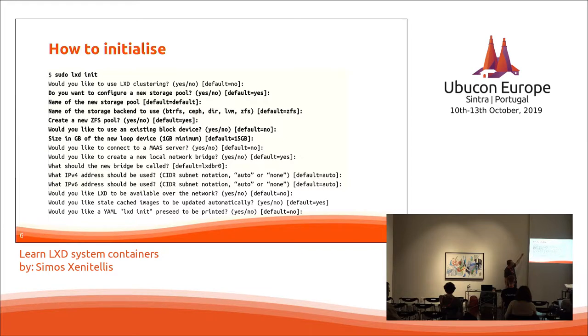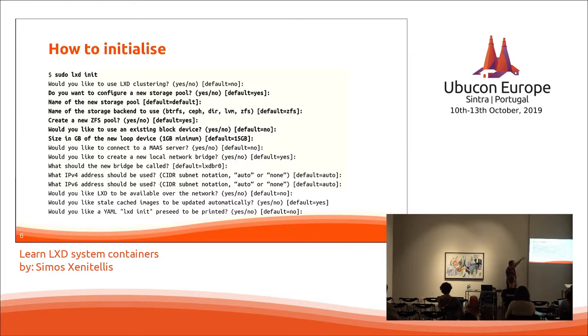Next, name of the storage backend to use. There are several: there is BatterFS, at the end is ZFS, but there's even more. There is Ceph, which is distributed storage. There is LVM, and there is also something called DIR. DIR comes from directory. If for some specific cases your system does not support either BatterFS or ZFS or anything else, DIR means that it will put the container files into a subdirectory. It's not very efficient in terms of speed, and it will make it a bit slower, but it will work everywhere. For testing, DIR is an acceptable option.